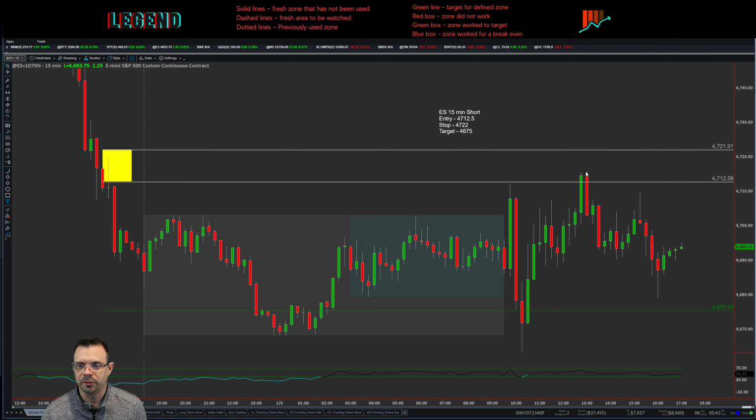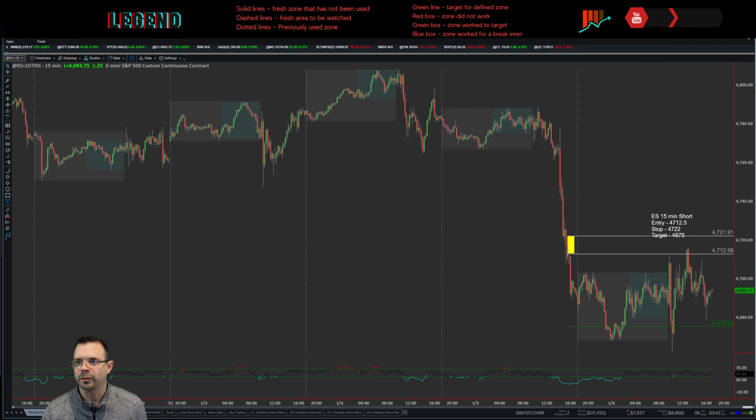Price hasn't come down to the target yet. So in this case, if I was at the computer, I would have pulled that trade off. I didn't. But the overall area worked out very, very well, and we'll see that even better when we look at the NQ trade as well.